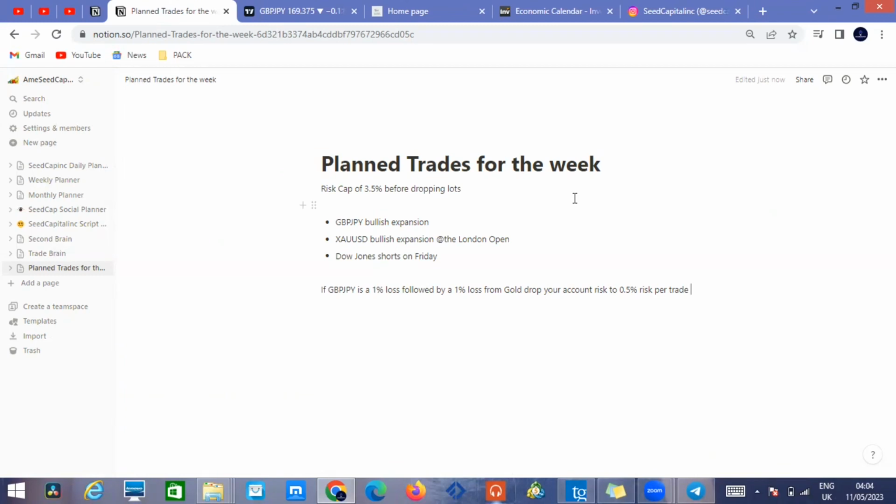So I have 3 trades planned for the rest of the week. GBPJPY bullish expansion, which I have entered. And then I have an XAU bullish expansion idea to execute at the London Open. I did enter gold longs yesterday. We did have quite an aggressive expansion, but I was then taken out at break even. And then the very last trade, which I will take for the week, will be my Dow Jones. If I take a loss on GJ and a loss on gold, I will be entering Dow Jones at 0.5% risk.